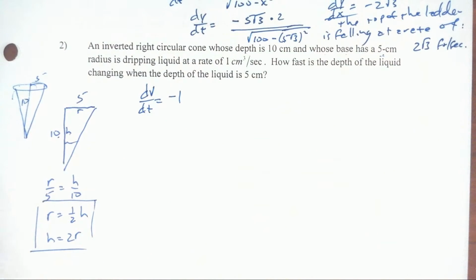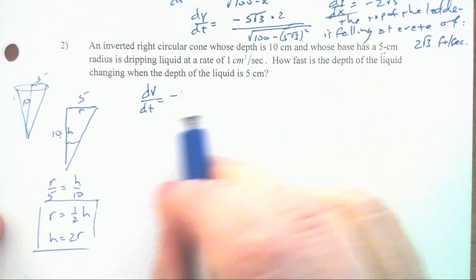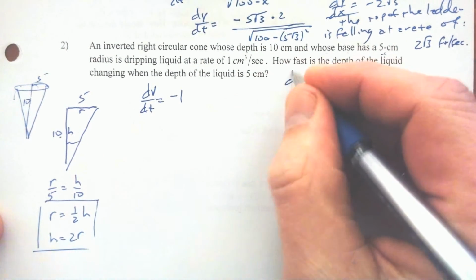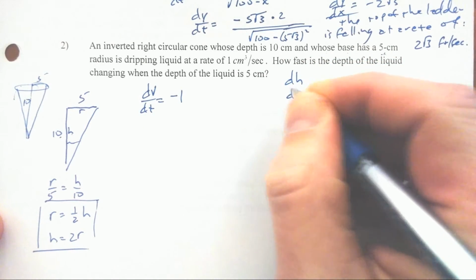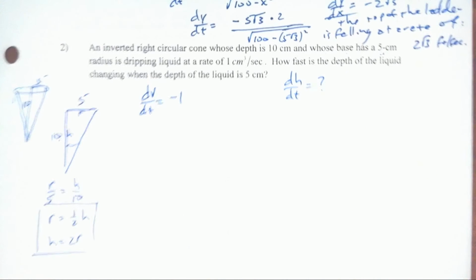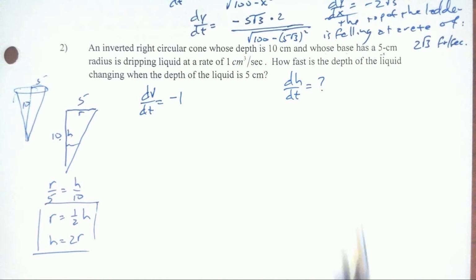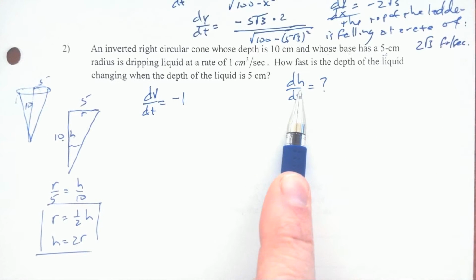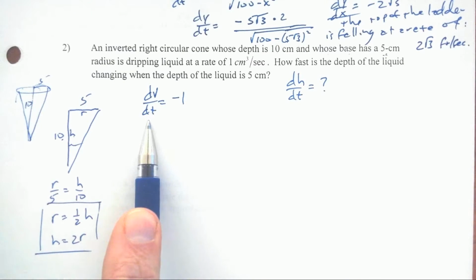Excuse me, got a little cold. How fast is the depth of the liquid changing? Well, they're asking for dH/dt, and this is the whole key to how we get started. If they're asking for dH/dt, we want an equation with H in it. And if they're talking about volume, we want volume with H in it.